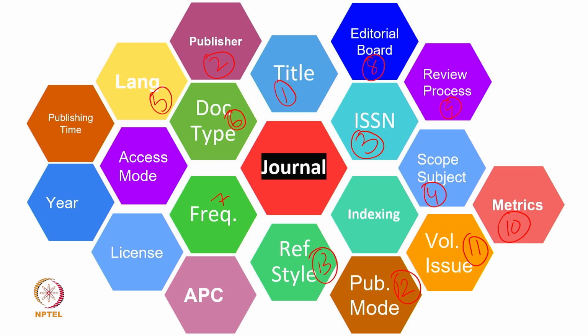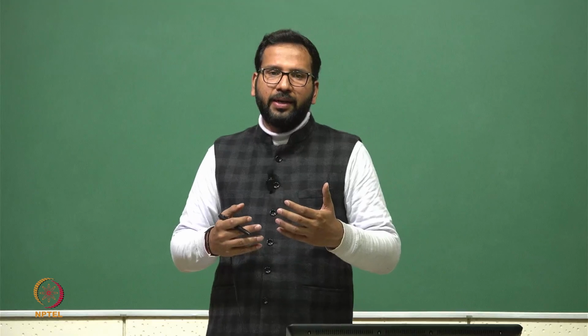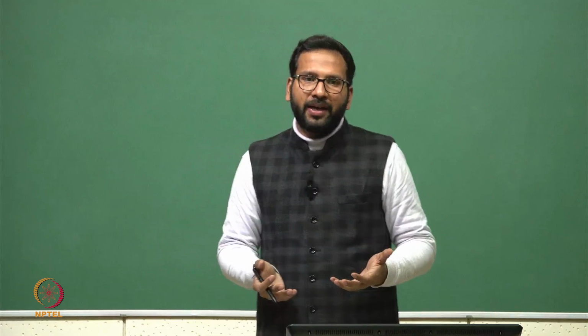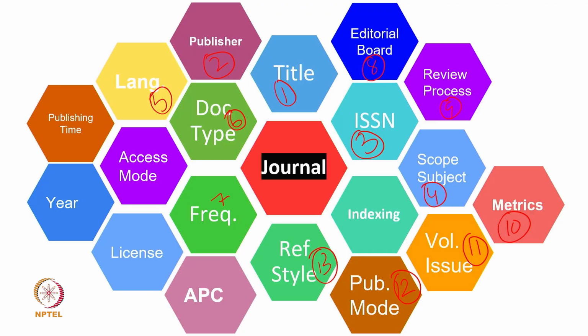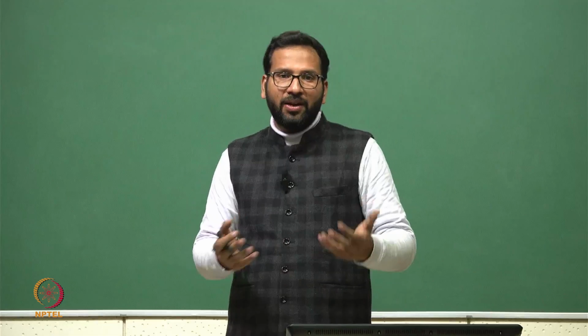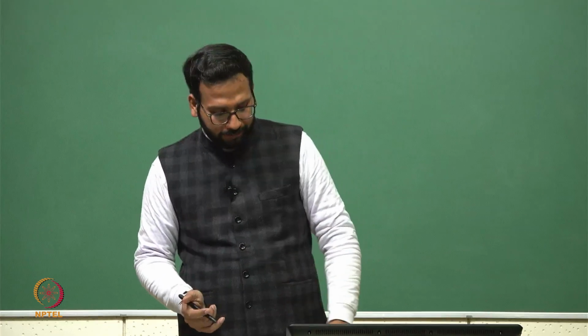Okay. Then the next attribute of a journal is the reference style. Journals have their own reference style. It again varies from journal to journal. Some journals follow APA style, some follow MLA style, some follow Chicago style. Even journals of the same subject have different reference styles for publishing. So the reference style also varies from journal to journal.